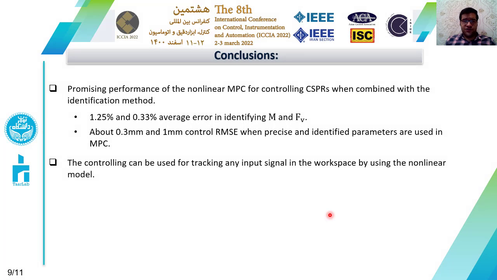As a result, in this research, we illustrated the promising performance of nonlinear MPC for controlling CSBRs when they are combined with the identification method that we utilized in this research. This is due to the fact that not only the average amount of error in identifying both the M and Fv parameters are promising, but also the amount of control RMSE was satisfying when the precise and the identified parameters were utilized in the model of our controller. Moreover, this controller can be utilized for tracking any input signal as long as that's in the workspace of the robot, because we didn't linearize the nonlinear equation of the robot around an equilibrium point or anything.